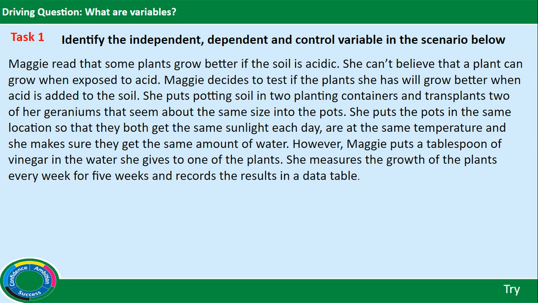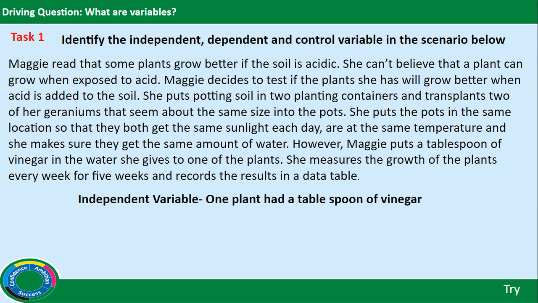So here we can see she kept a lot of things the same for her plants to grow. She also had 1 tablespoon of vinegar in one plant's pot, but the other plant pot didn't have any. So that's something that she changed. Then she measures. She measures the growth of the plant every week for 5 weeks and records the results in a table.